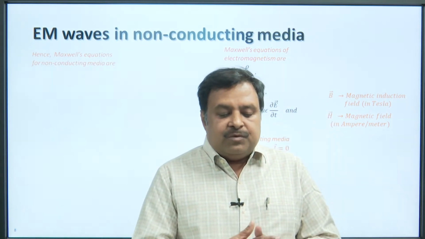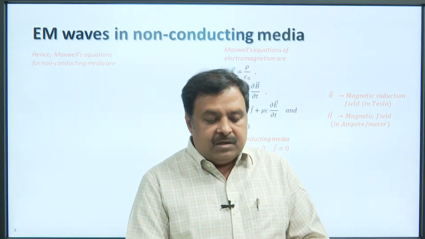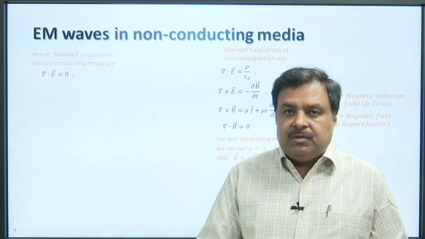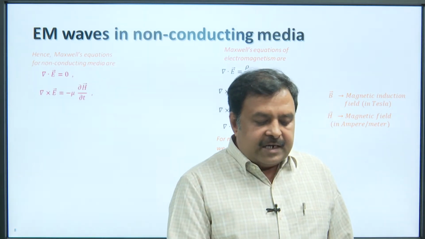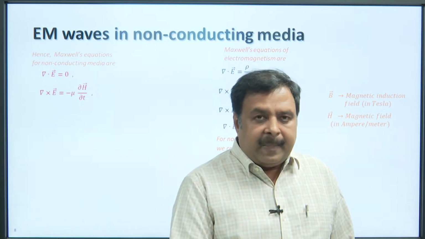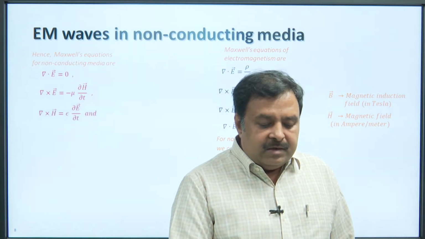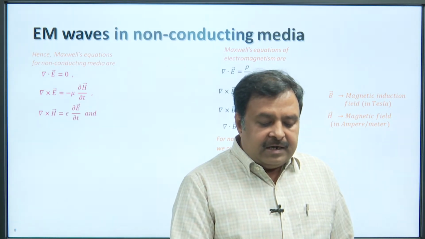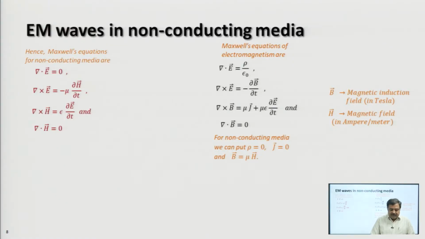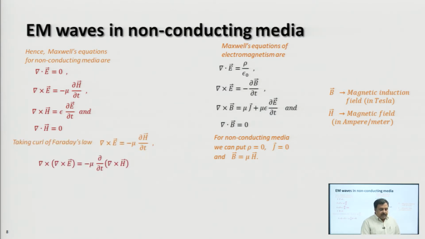So, Maxwell's equations for non-conducting media will become number 1, divergence E equal to 0, del dot E equal to 0, and the second one will become del cross E equal to minus mu delta H by delta T, and del cross H equal to epsilon delta E by delta T, and del dot H equal to 0. These 4 equations will be equations for non-conducting media.